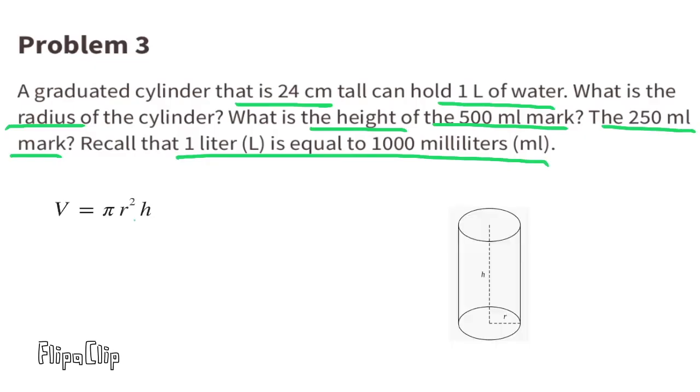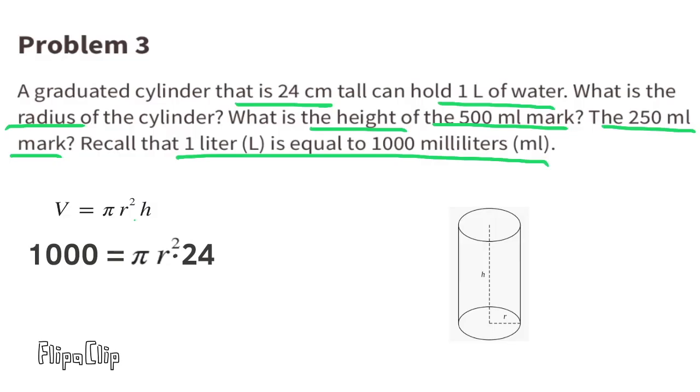Here's a graduated cylinder. Imagine its height is 24 centimeters tall, and it holds 1 liter of water. That means its volume is 1 liter, which is also equal to 1,000 milliliters. We can rewrite the formula as 1,000 equals pi times r squared times 24, because the volume is pi times r squared times the height, and the height is 24, so we substitute the h with the 24.